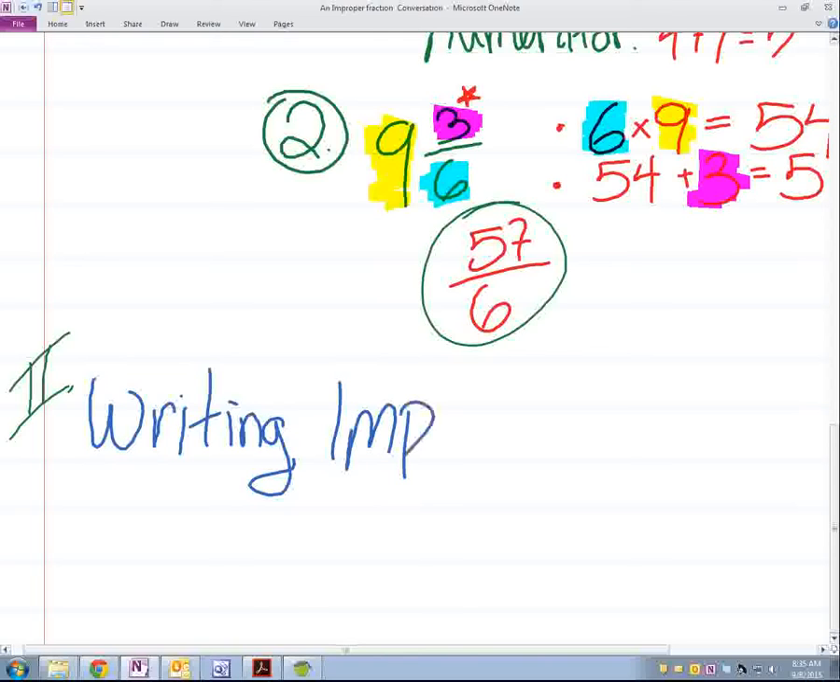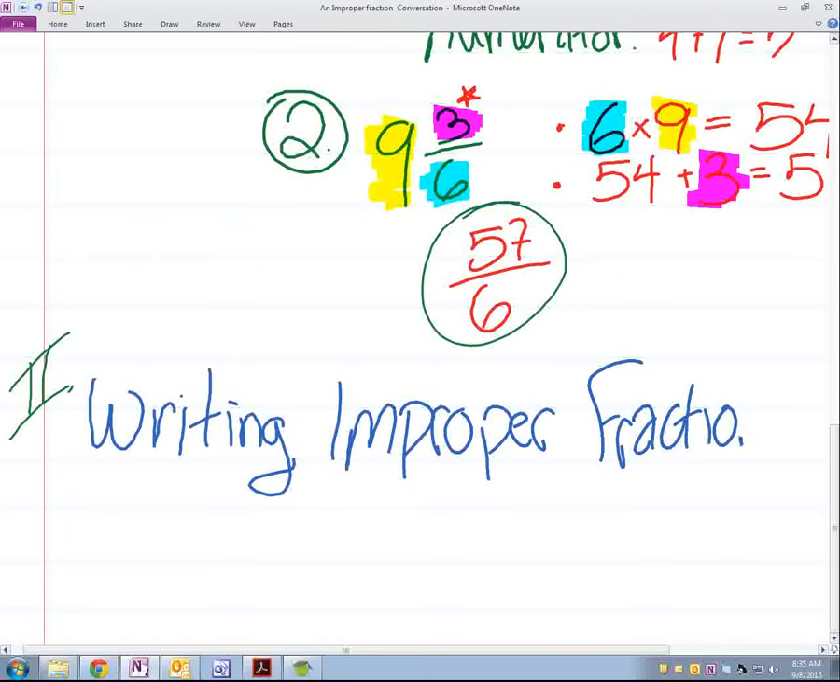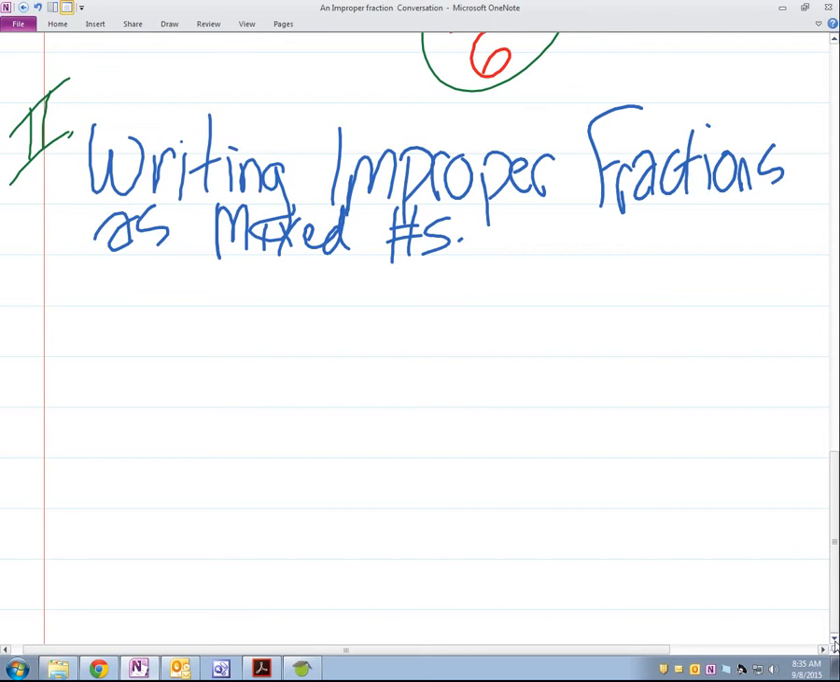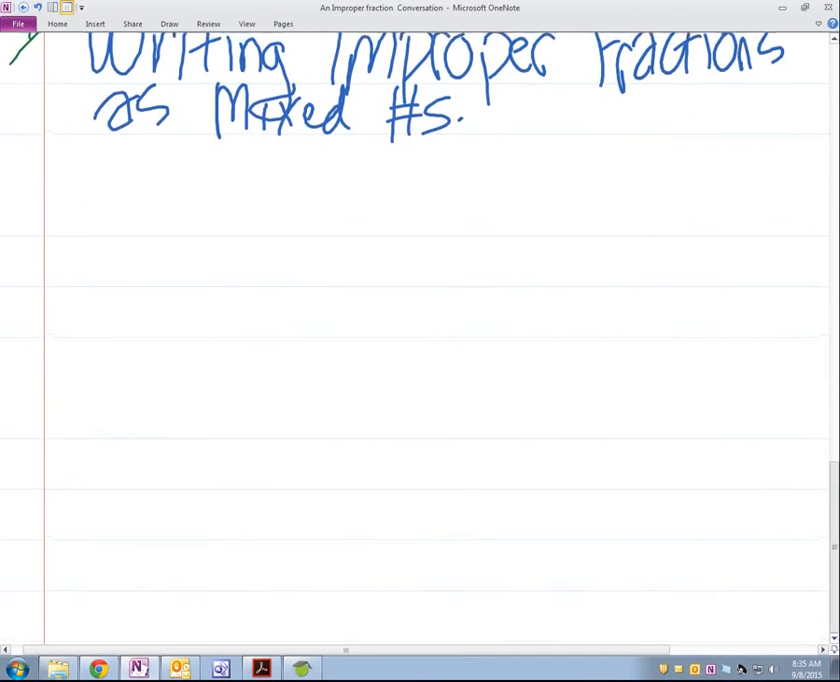Writing improper fractions as mixed numbers. Writing improper fractions as mixed numbers, and no, that's not mixed hashtags.